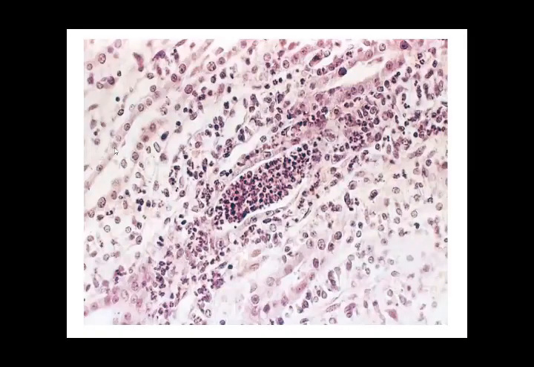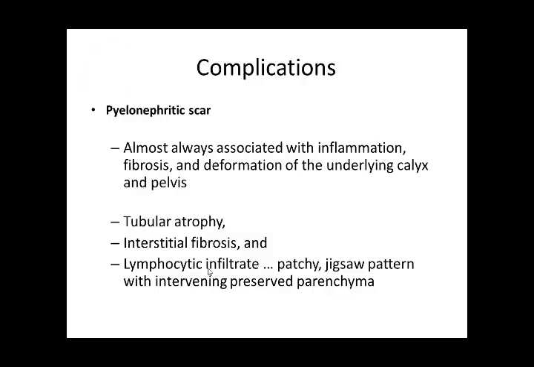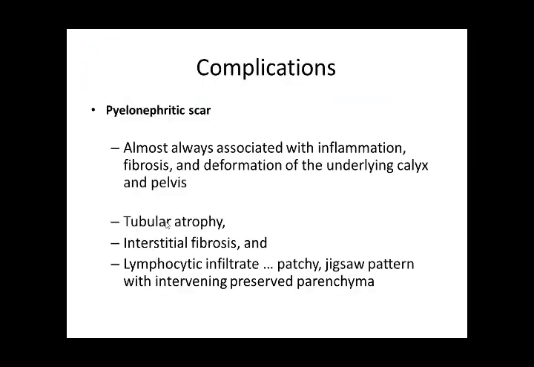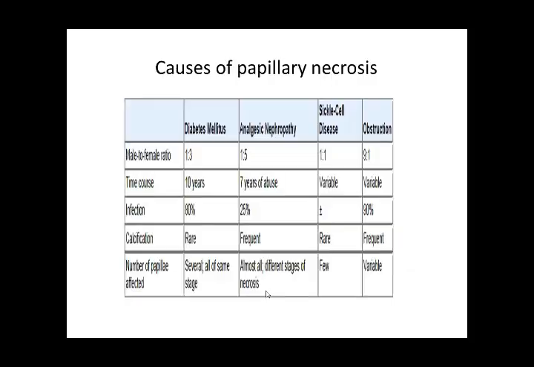In between these lymphocytes, you can see a normal tubule, and here you can see an affected tubule, then there will be a normal tubule. So in between the affected area, there are normal areas. Interstitial fibrosis, lymphocytic infiltration, patchy jigsaw pattern with intervening preserved parenchyma.